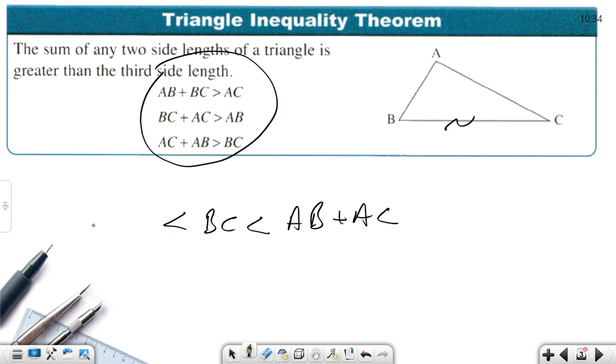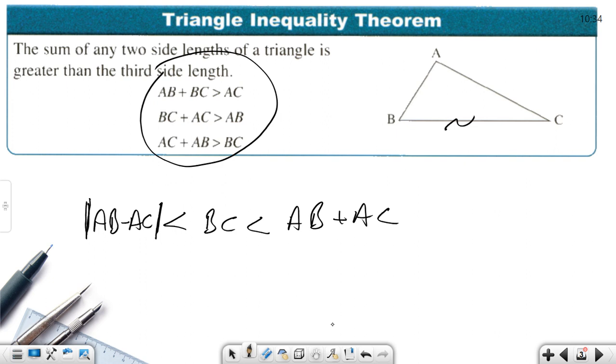And it's all the time greater than AB minus AC. I will use an absolute value because when you find the difference of two things, it must be positive. When we talk about length, the difference between two lengths must be positive. So therefore, I am talking about lengths. I use an absolute value here because it can be negative when you subtract two values.